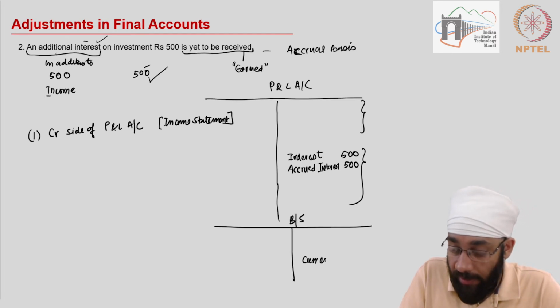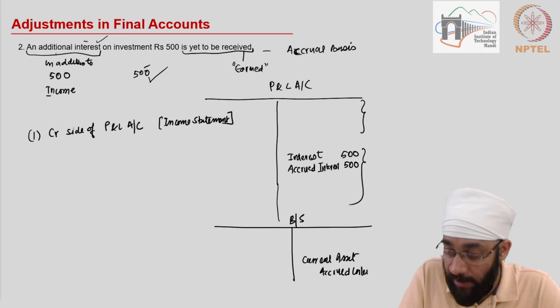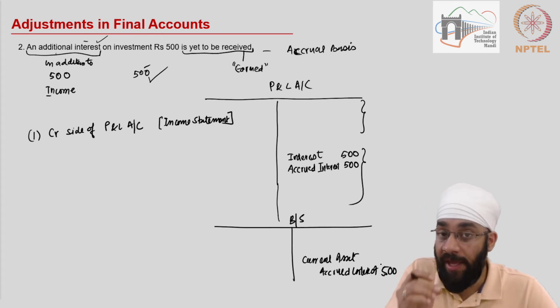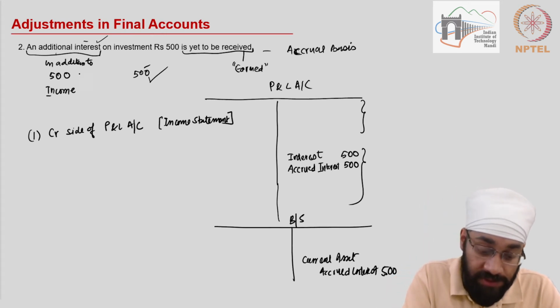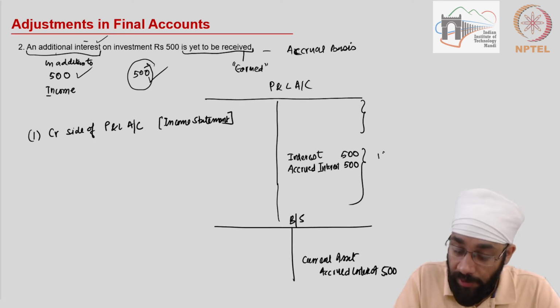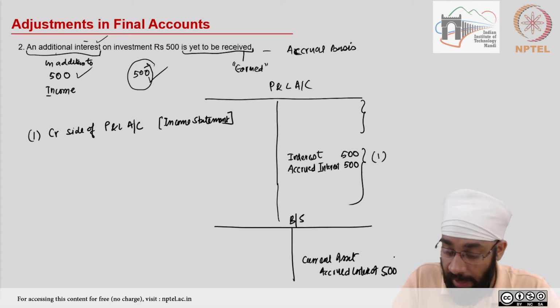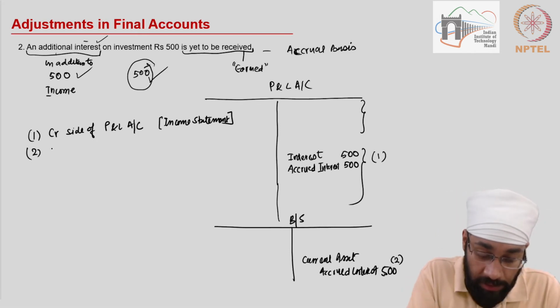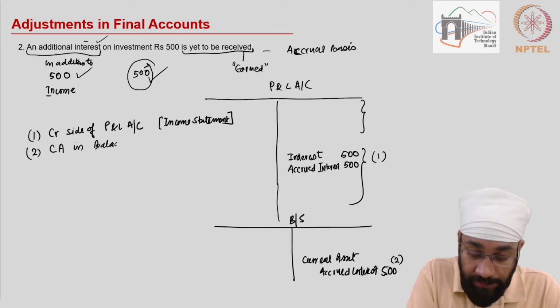under current asset, you will show an item called accrued interest, amount being only 500, because the rest 500 has been received. You will not get any cash for that amount because that is already done. This additional 500 goes to number one, the income statement, and number two, in the balance sheet. So let me write here under the current asset in the balance sheet.